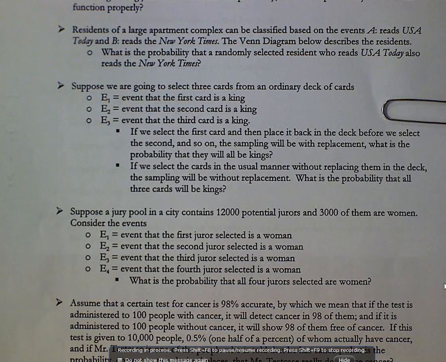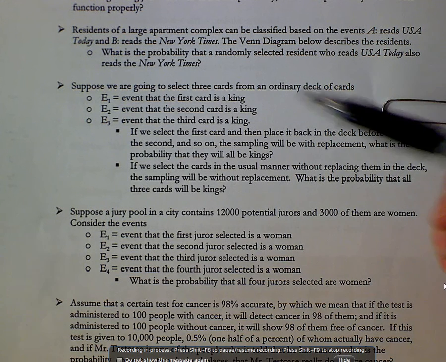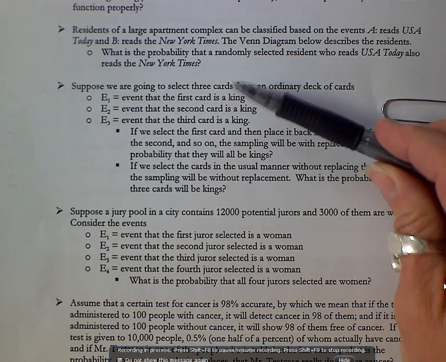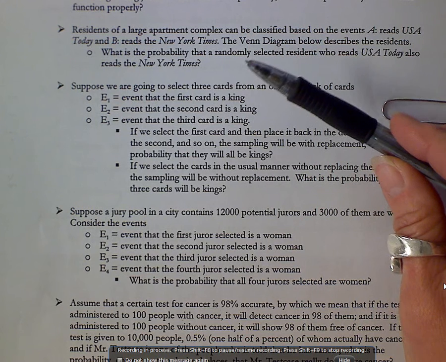So if you know anything about cards, how many cards are in a deck of cards? 52, okay? How many of them are kings? 4, okay. So what I want to do is determine the probability that if I pick 3 cards from a deck of cards, all 3 of them will be kings, okay? But I'm going to calculate it in 2 different ways.